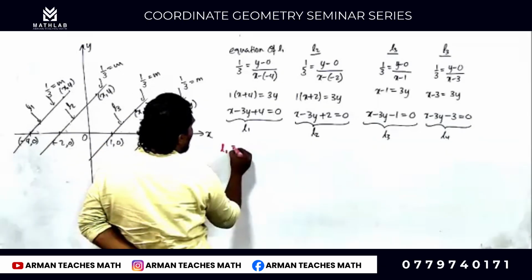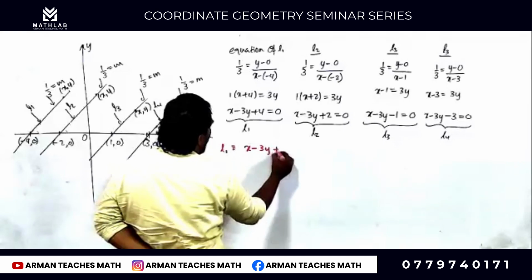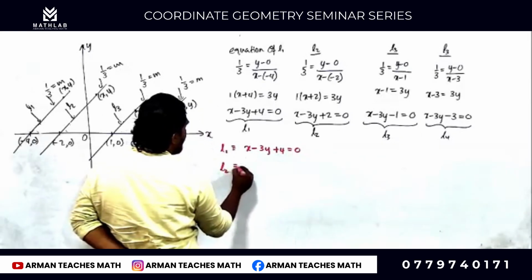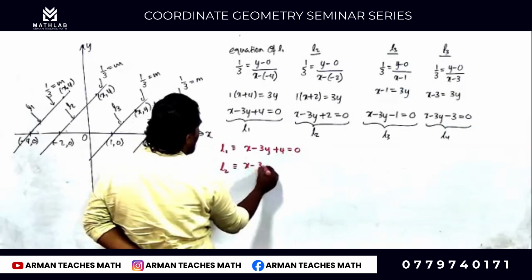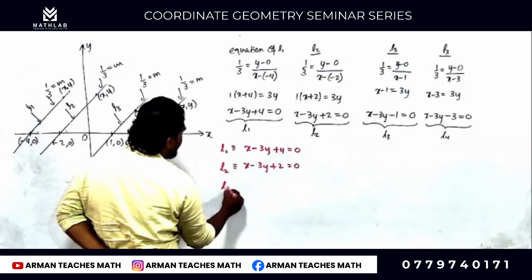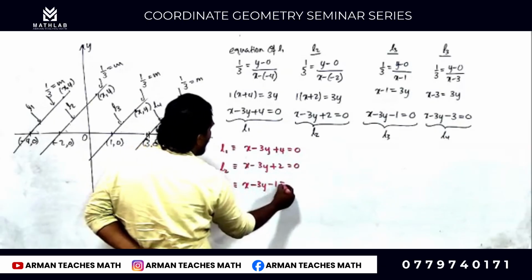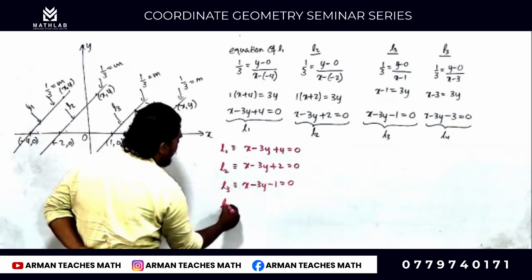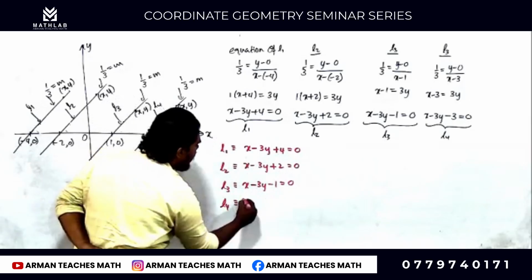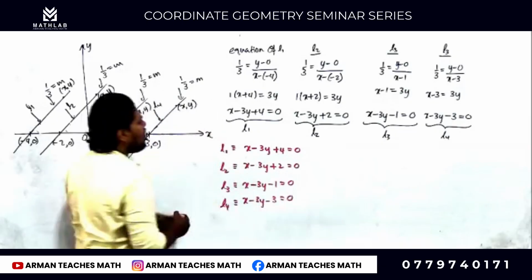L1 straight line segment's equation is x minus 3y plus 4 equals 0. L2 straight line segment's equation is x minus 3y plus 2 equals 0. L3 straight line segment's equation is x minus 3y minus 1 equals 0. L4 straight line's equation is x minus 3y minus 3 equals 0.